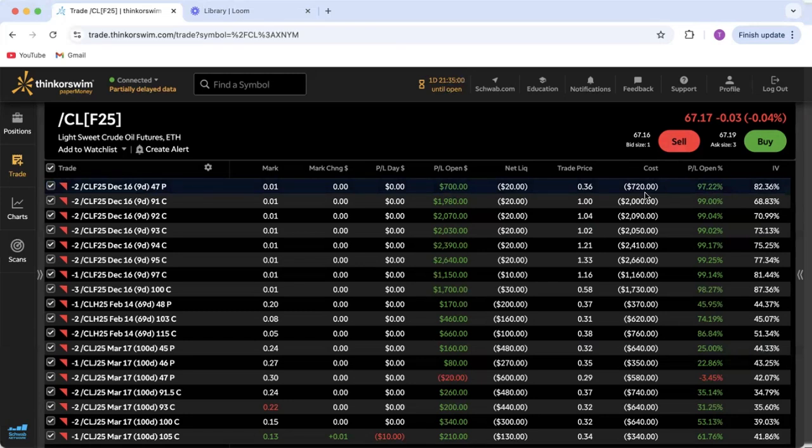Now, there's parentheses around the cost. Well, because most investors buy, right? And so there's a cost. Well, this is the opposite of a cost. That's the reason for the parentheses. This is not a cost. This is actually a credit. The $720 I received as a credit when I put this position on.